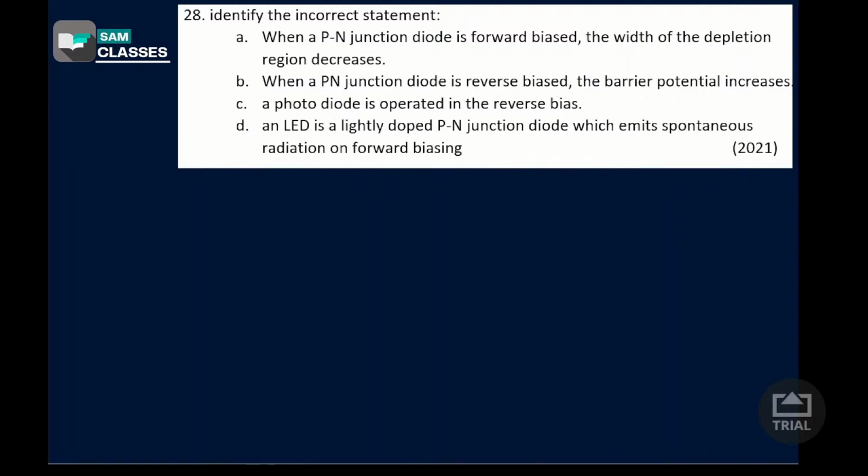D. Okay, Purvika also D. Identify the incorrect statement. When a PN junction diode is forward biased, the width of the depletion region decreases. Forward bias decreases, correct. A PN junction diode in reverse bias, the barrier potential increases. A photodiode is operated in reverse bias. An LED is lightly doped, which emits spontaneous radiations on forward bias.